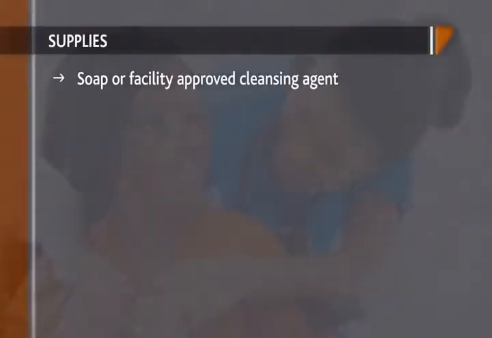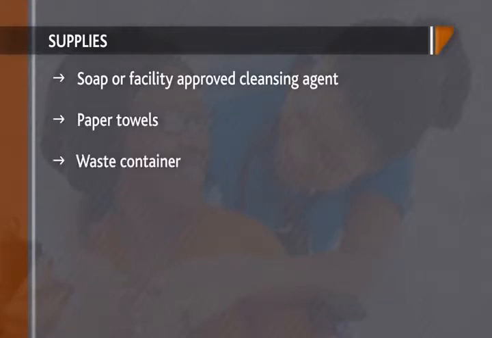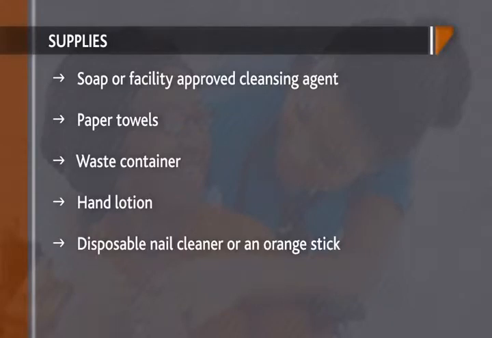It's likely that the supplies you need will already be present at the hand washing area. If not, it's your responsibility to locate any necessary supplies, such as soap or another facility-approved cleansing agent, paper towels, and a waste container. As optional supplies, you might consider hand lotion, or, in certain healthcare settings, or if your nails are visibly soiled with blood or other substances, a disposable nail cleaner or orange stick.